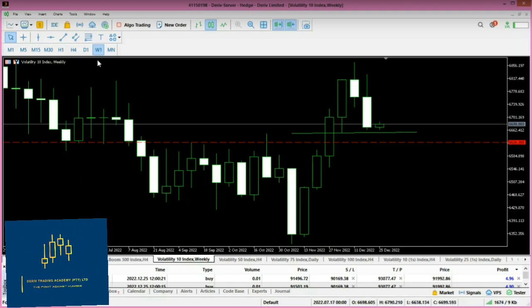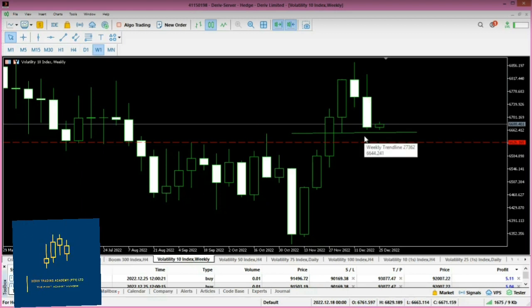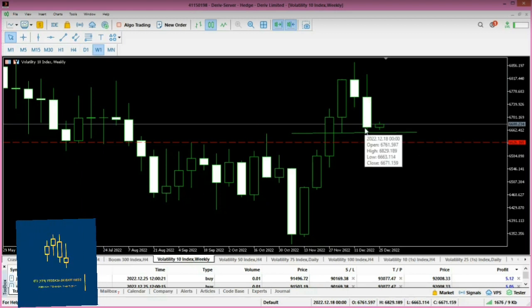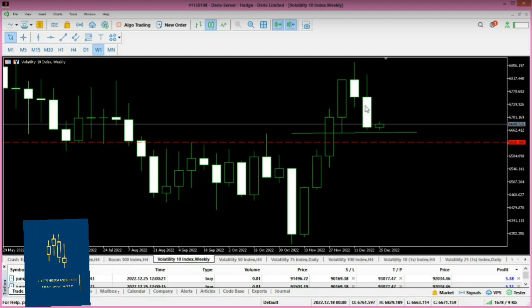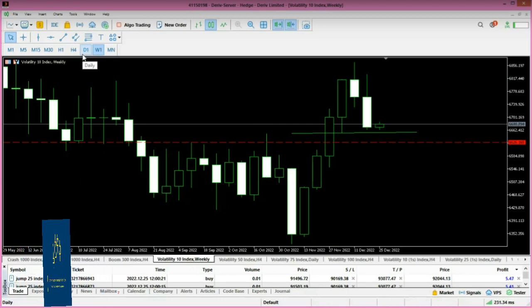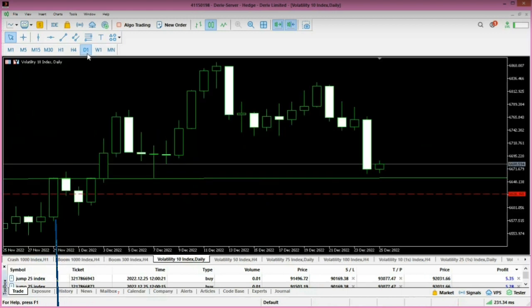Let us go down with our time frame, because looking at this candlestick, you can see that the body shows that the selling pressure was not that strong, but then it was strong. So we are going to go to our daily chart. This is our daily chart.